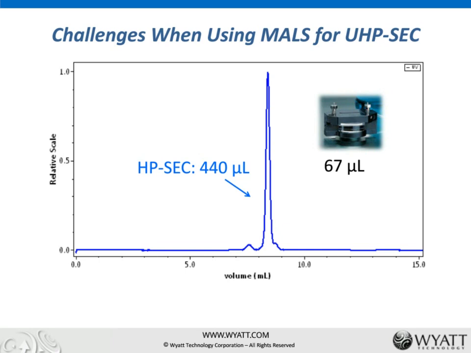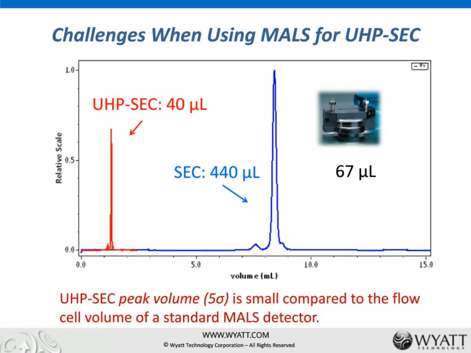The flow cell volume for a typical MALS detector like our Helios or Trios is overall close to 70 microliter, including the cell volume, the manifold volume, and some tubing volume. So 67 microliter versus 440 microliter is still rather insignificant, less than 20%. That's why the MALS detectors are compatible with the standard SEC separation. But now if we use UHP-SEC, the peak volume is drastically reduced, in this case 40 microliter, even smaller than the flow cell volume, making the current MALS detector incompatible with the UHP-SEC separation.